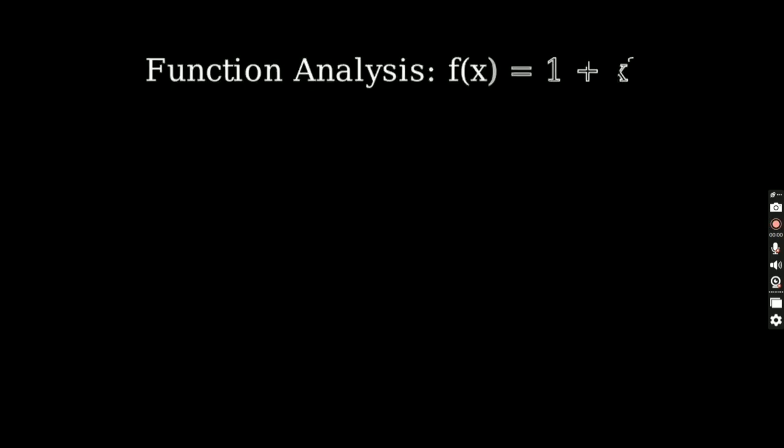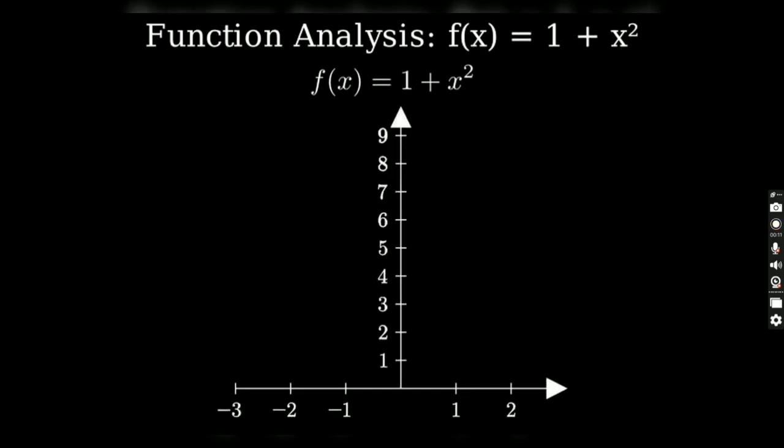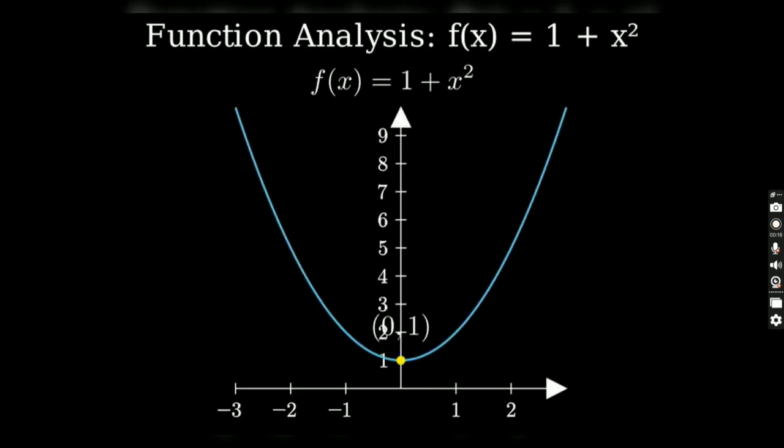Let's explore the properties of the function f(x) = 1 + x², and show that it's neither one-to-one nor onto. First, let's visualize this function. Here's our coordinate system. The graph of f(x) = 1 + x² is a parabola that opens upward and has a vertex at the point (0, 1).